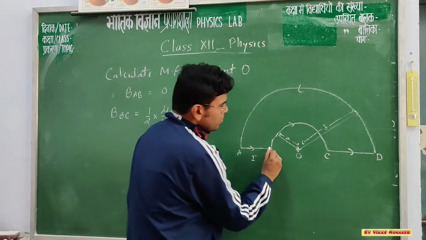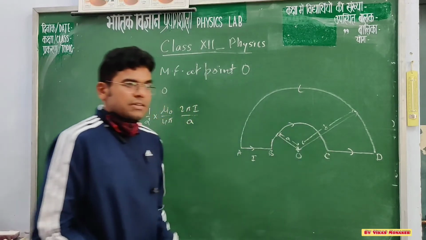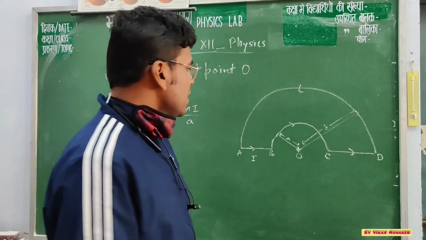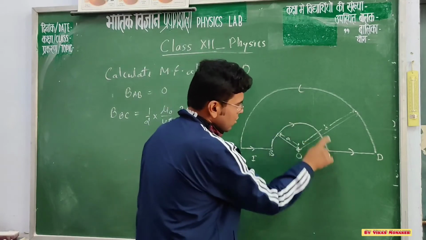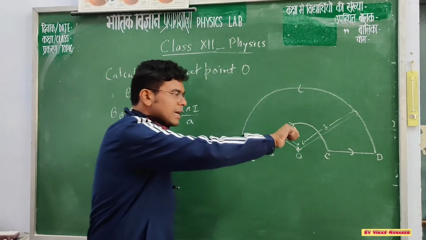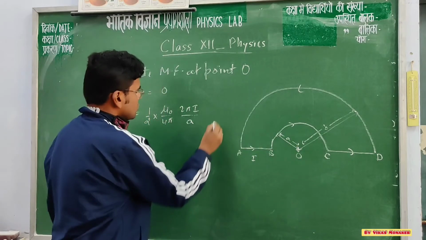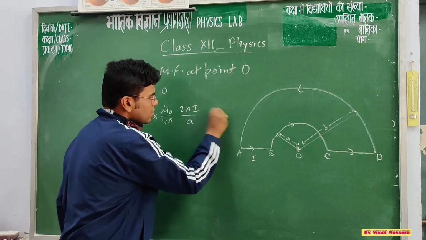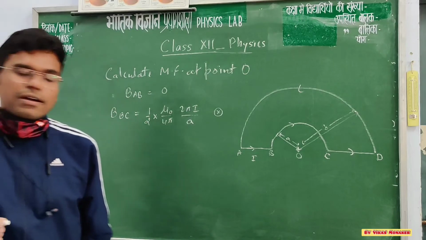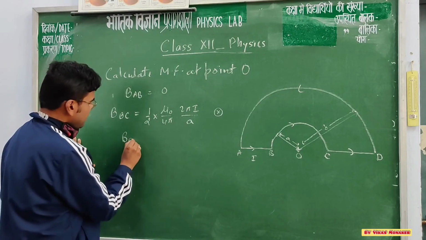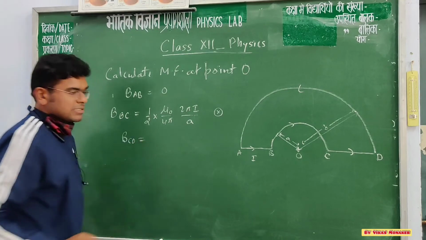If you see the loop, current is flowing from B to C. That means while observing from this side, we can see that the current is flowing in the clockwise direction. So if I adjust my right hand like this, my thumb will be pointing in the inward direction. So what should I write down? I should write down cross. Cross meaning inward.